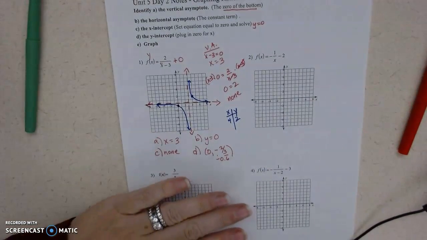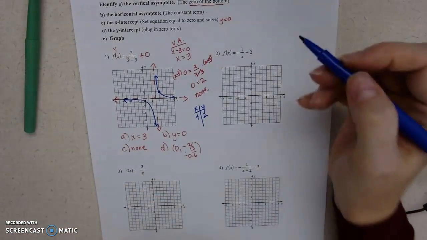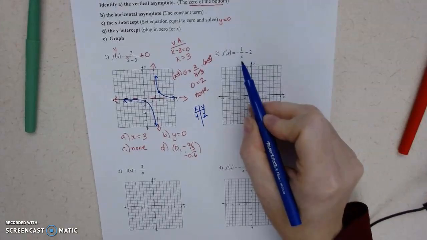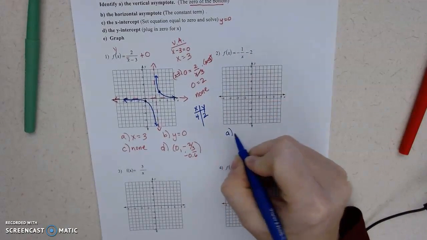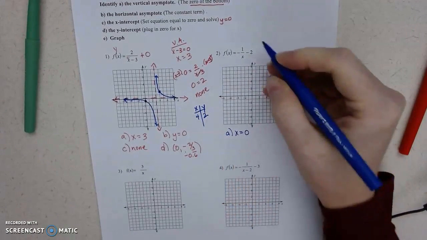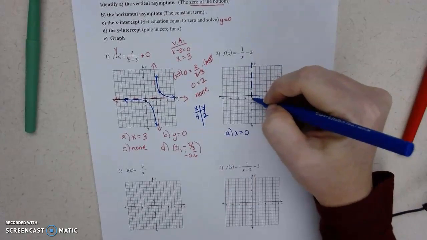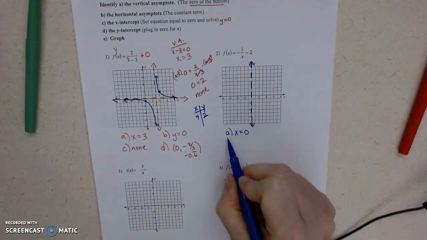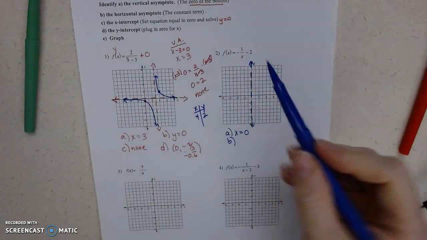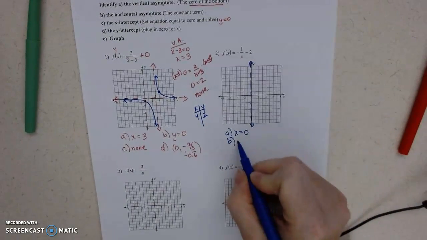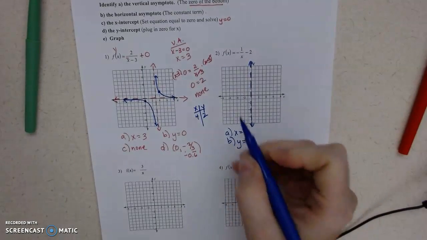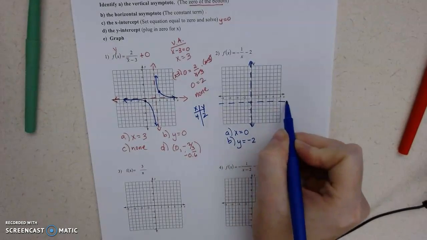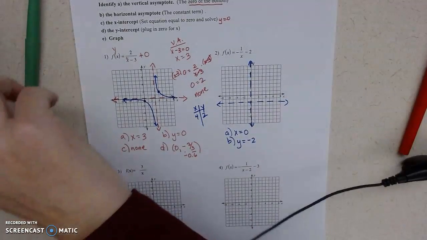All right, so let's do number 2. For Part A, we want the 0 of the denominator. So if we set that equal to 0, that's what we get. So x equals 0, and we'll sketch that. For Part B, we want the constant term, which is negative 2.